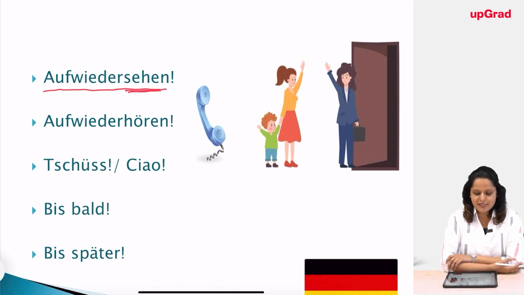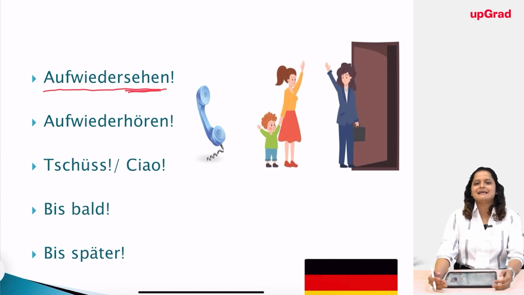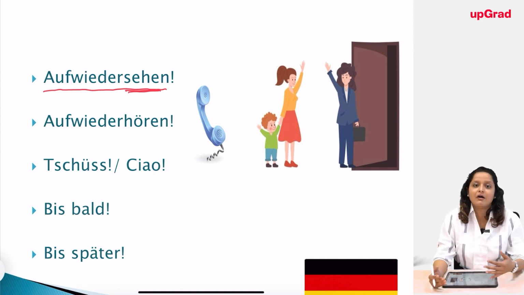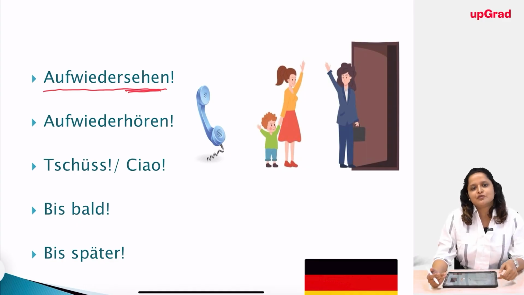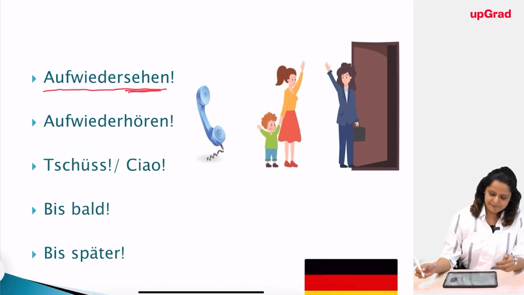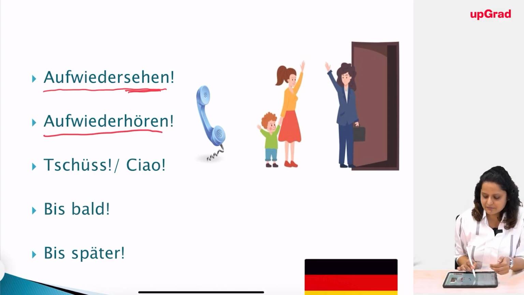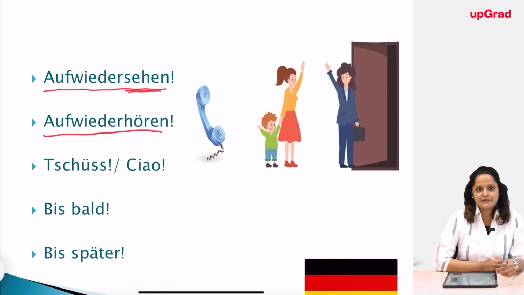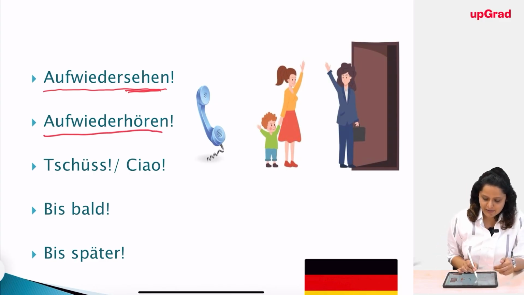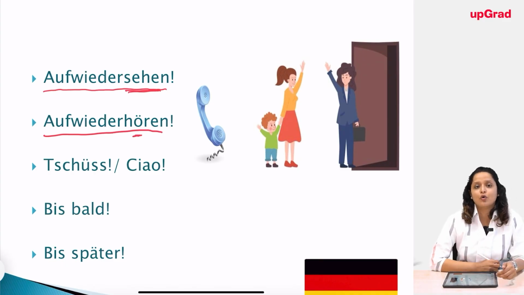Now, since the word sehen means to see, we cannot use this as a goodbye when we are on audio conversations or telephonic conversations. So for that, we have another word. This word is auf Wiederhören. Okay, first thing to mark here is the pronunciation of O umlaut that we have learned, which is Ö. So the word becomes auf Wiederhören, which means I will hear you again in a way.